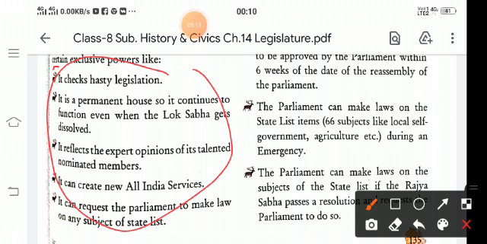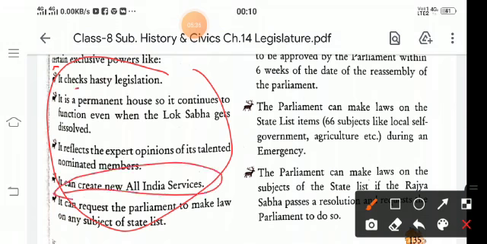Then it reflects the expert opinion of its talented nominated members. It can create new All India Services. All India Services can be created by the Rajya Sabha.